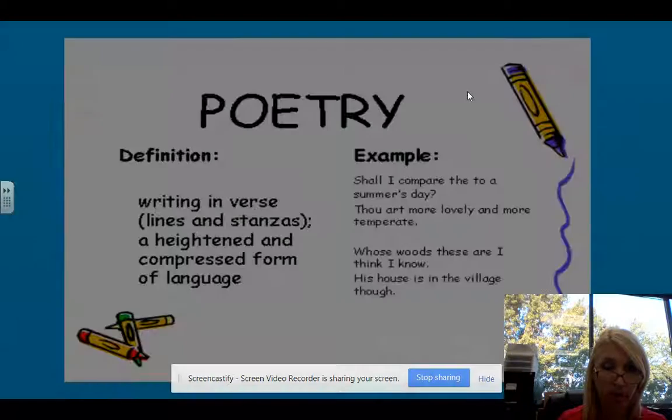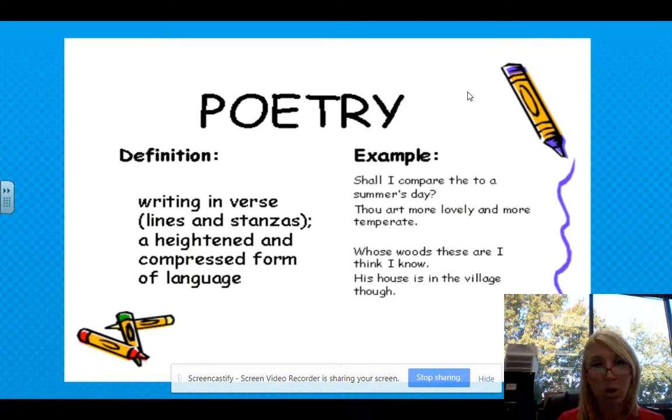Some drama is also written as poetry. We can get into that later. Poetry is the other category. Poetry is writing in verse, which means it uses lines and stanzas. So when you're talking about a poem, you'll never say the paragraph of a poem. You'll say the stanza, and you'll never say the sentence. You'll say a line. And a line is not necessarily a complete sentence.